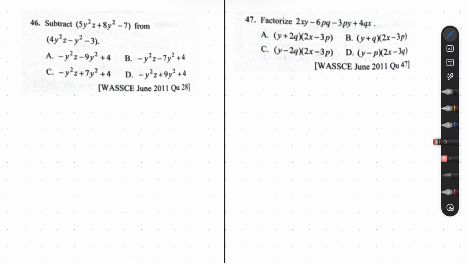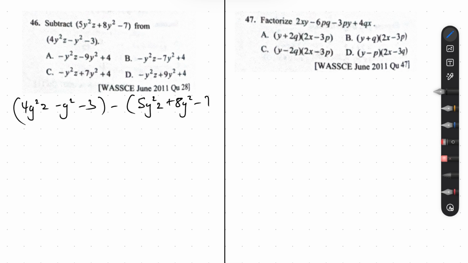Cool. So here the question says, subtract this from this. So that means this minus this. Okay? So let's do that. We have 4y squared z minus y squared minus 3, then minus the whole expression 5y squared z plus 8y squared minus 7.